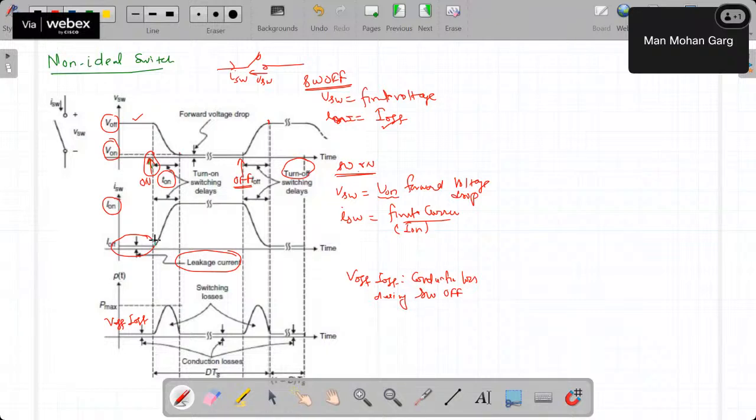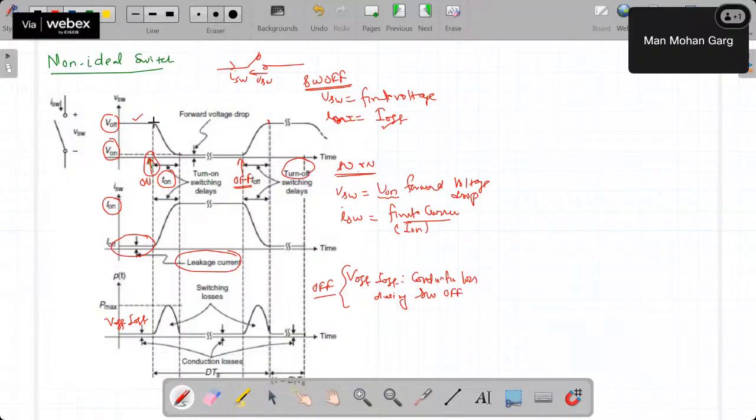From here to here, a transition is taking place from off to on. This time voltage is present, this time current is present. V on, what is the V on? V on is the voltage drop across the switch when it is on, due to certain resistances, right? So when I'm talking about this, this is during the off period. So this is V off into I off. This is a conduction loss.